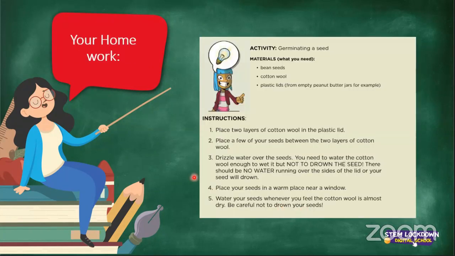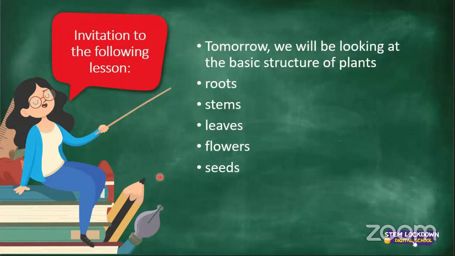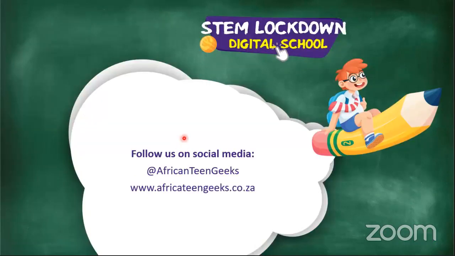Okay? Here's your homework. You can take a screenshot or you can quickly take a photo. I just want you to do this, and later on we will answer questions about it, okay? Tomorrow we are going to look at the basic structure of plants, the roots, the stems, the leaves, the flowers, and the seeds.